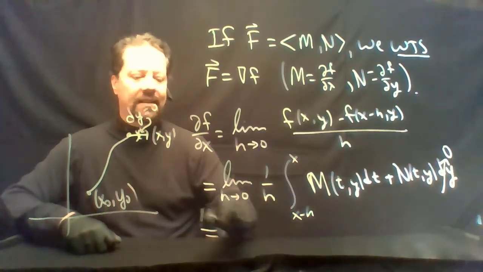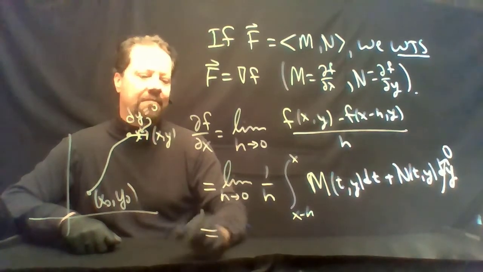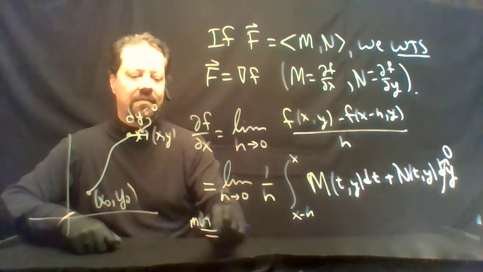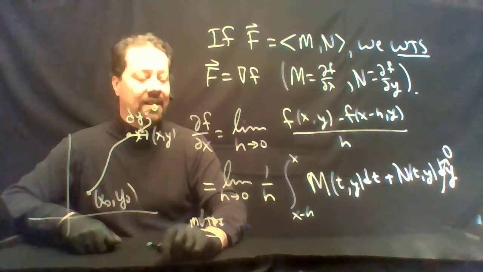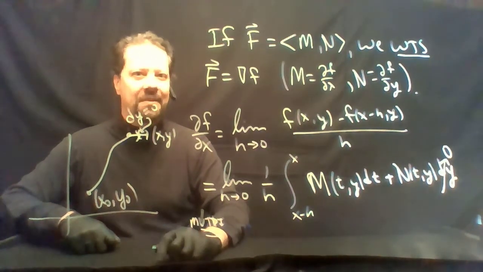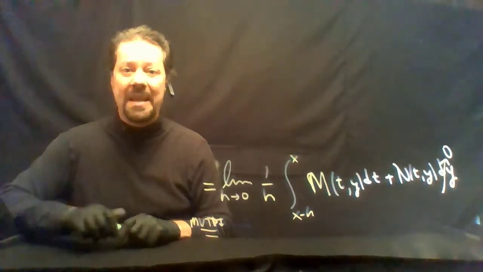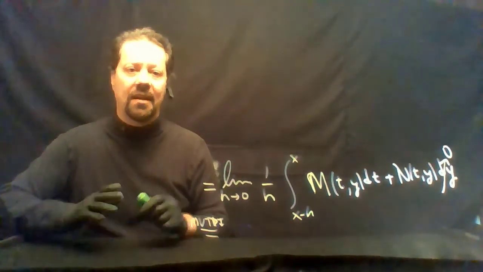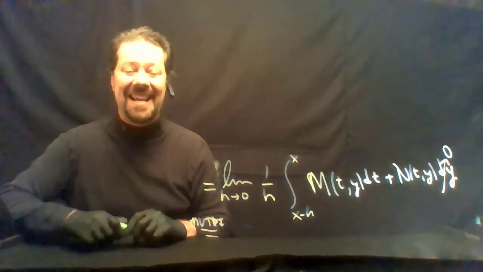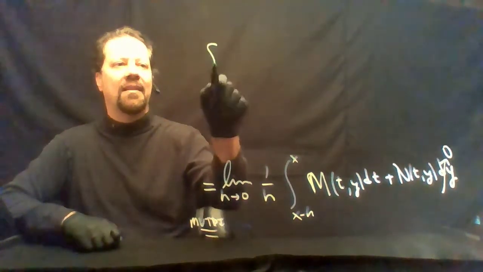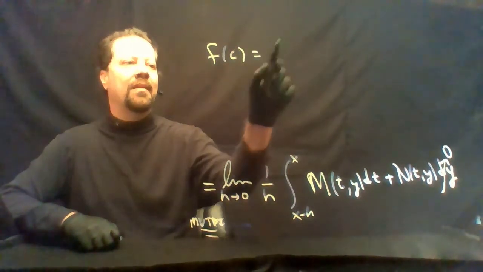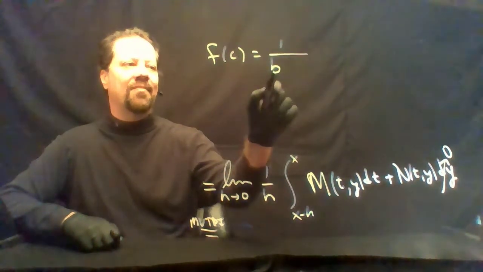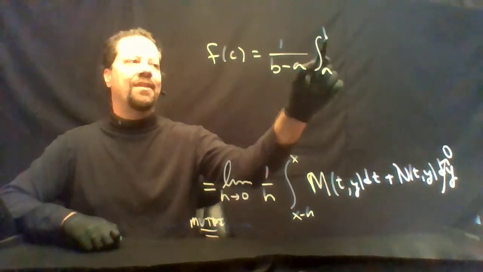It's at this point that we use the mean value theorem for definite integrals from Calculus 1. Do you remember the mean value theorem for definite integrals? It states that a continuous function on a closed and bounded interval attains its average. There's some point C where the height at C is equal to the average height.